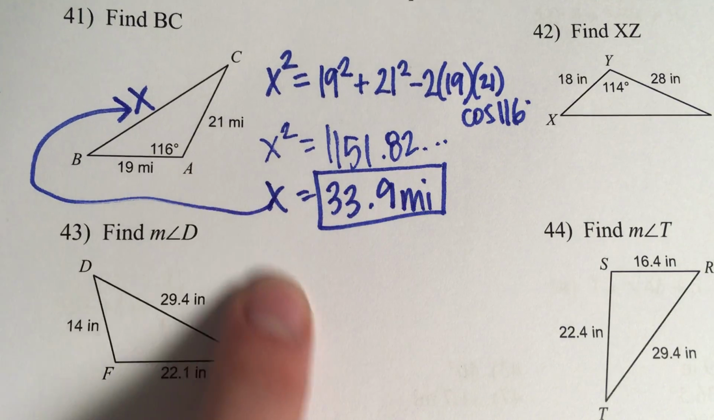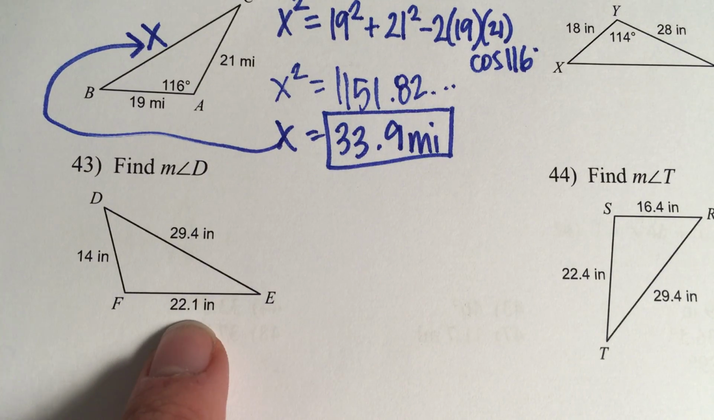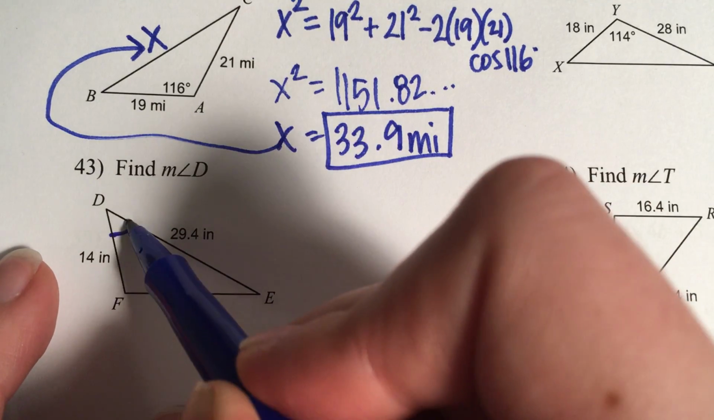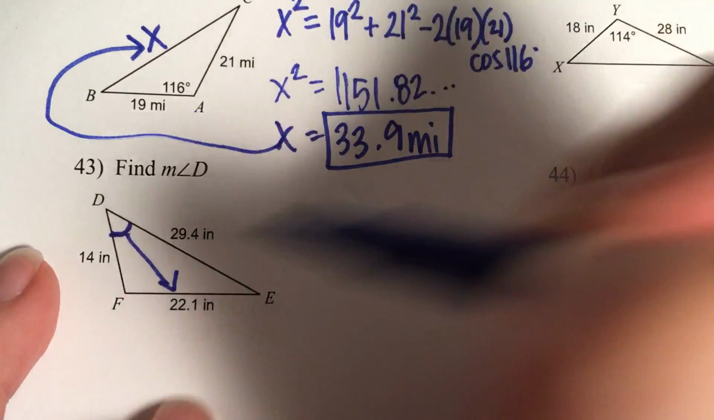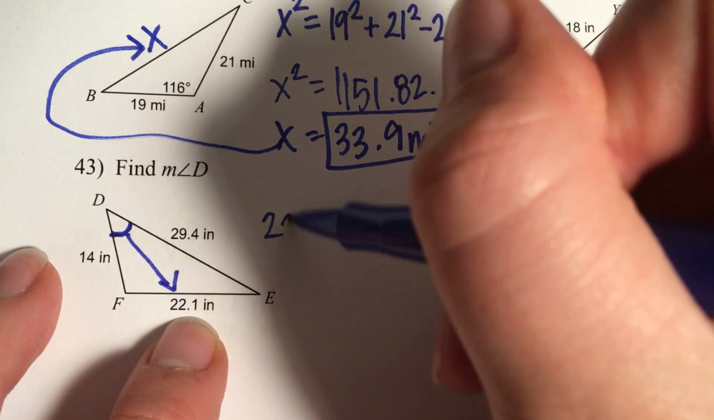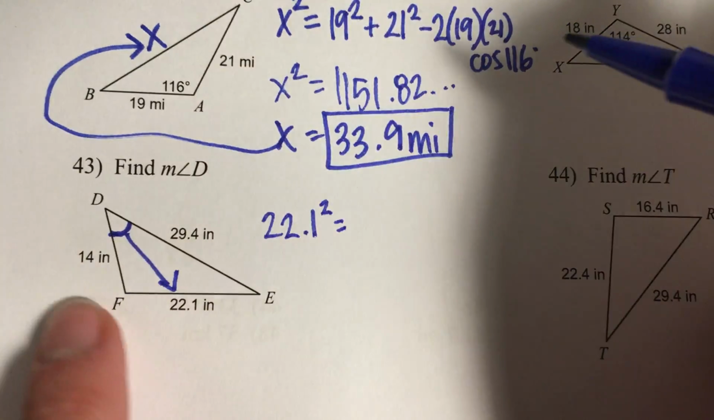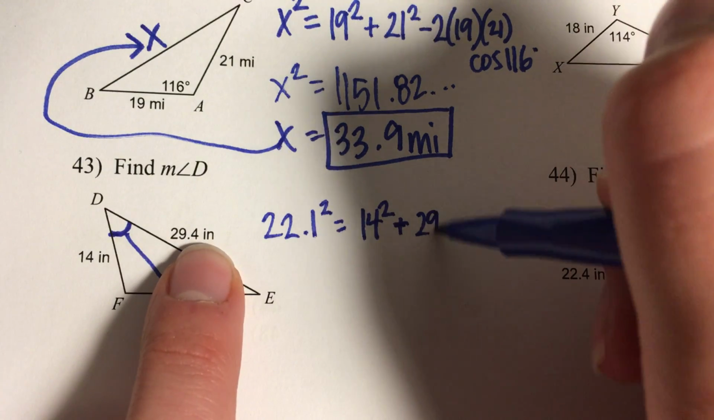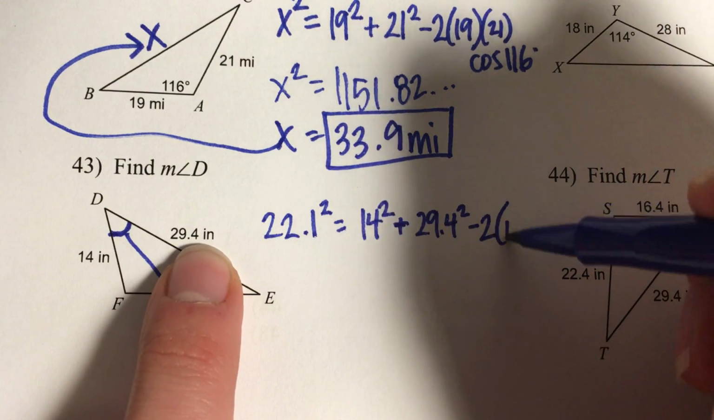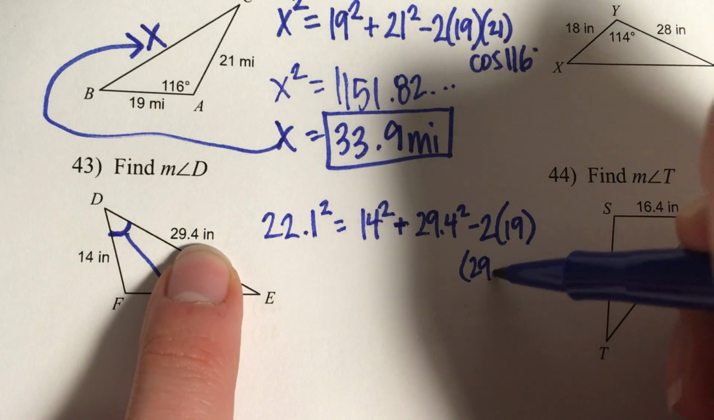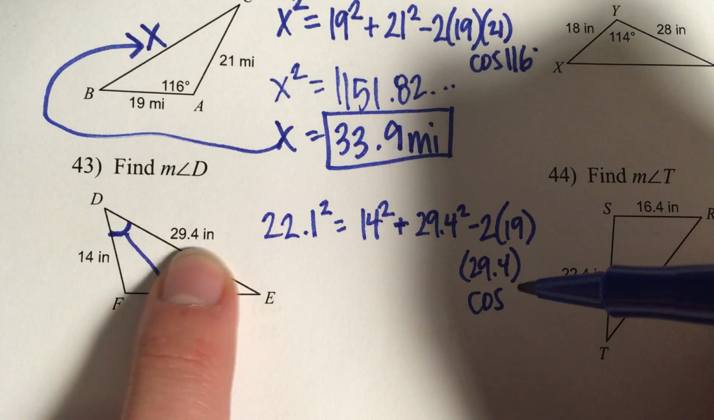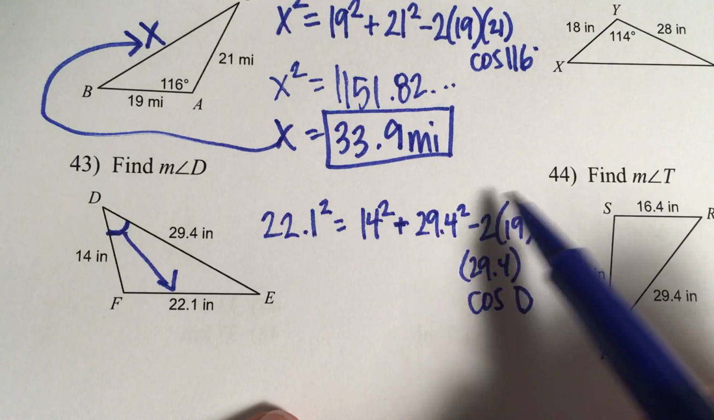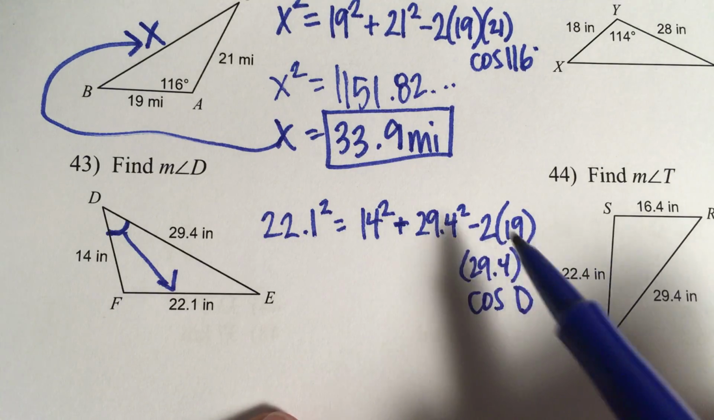If you have an angle, right, you're going to do the same thing, but you have to find the one that's across from it. So if this is angle D, if that's the one, then this one that's across from it is going to be the one that I put first. So 22.1 squared is equal to the other two sides, so 14 squared plus 29.4 squared minus 2 times 19 times 29.4 times cosine of D, because that's what we're looking for. Right? So in this case, all of these things are being multiplied together. Kind of annoying, I couldn't write them all out.